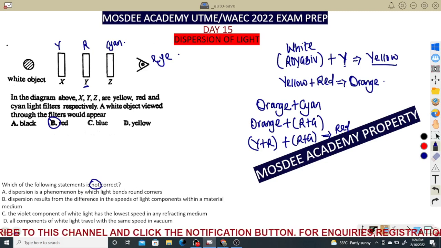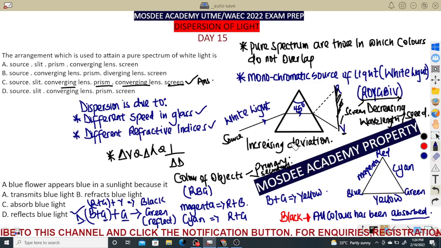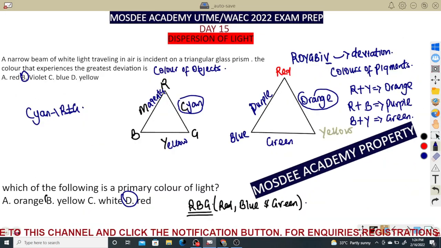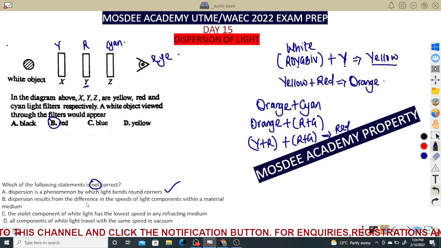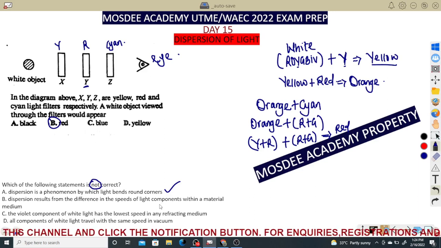I told you how dispersion is being done. Triangular prism, right? Then it enters, it's minimal, then it starts, you can see it's bending. I'm even bending my head right now so that you can understand. That is very correct. You can define dispersion as a process of bending round corners. Dispersion results from different speed in glass. I told you there are 2 conditions that are responsible for dispersion: different speed and different refractive index.